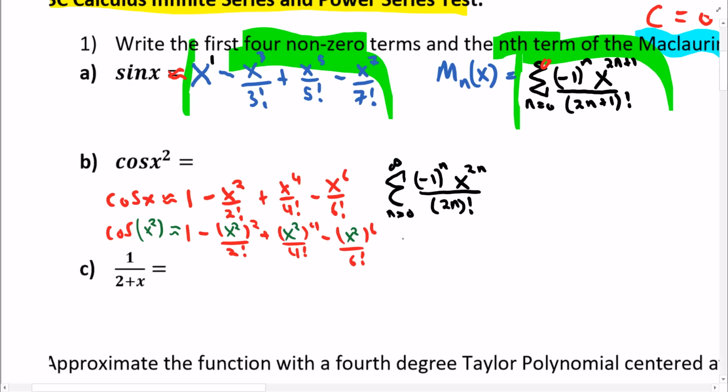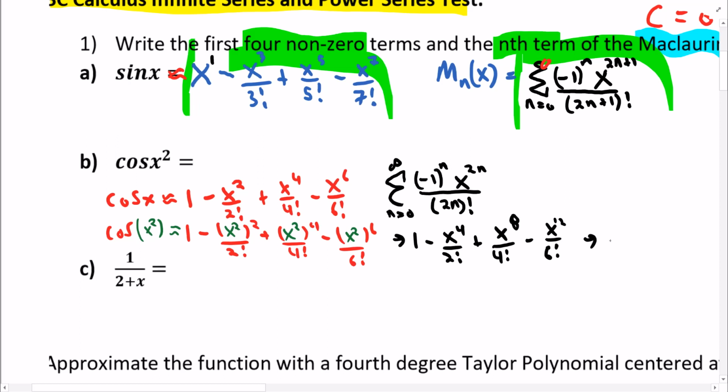If we clean it up, we're going to get 1 minus x to the 4th over 2 factorial plus x to the 8th over 4 factorial. Sorry, that's x to the 8th, 2 times 4. So x to the 8 over 4 factorial minus x to the 12 over 6 factorial.